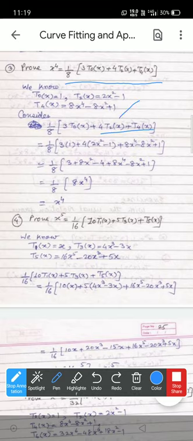Put these values in this, we get 1 by 8, 3 T0 of x is 1, 4 as it is, T2 of x is 2x square minus 1, plus T4 of x is 8x raised to the power 4 minus 8x square plus 1. So 1 by 8, this is 3, multiply 4 to this bracket, 8x square minus 4, plus 8x raised to the power 4 minus 8x square plus 1. Minus 4 and 3 plus 1, 4, cancel. 8x square minus 8x square cancel and we get 8x raised to the power 4. So 8 gets cancelled, we have x raised to the power 4.